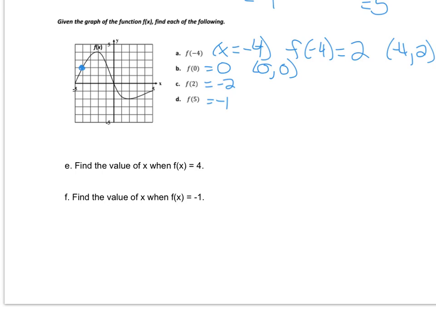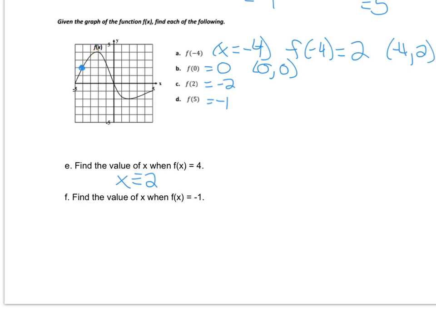Where is the value of the function 4? Well, the value of the function, the y value, is 4 there. What is x at that point? X is negative 2, right? So the value of x, when f of x equals 4, when the value of the function is 4, which is right here, x is negative 2.